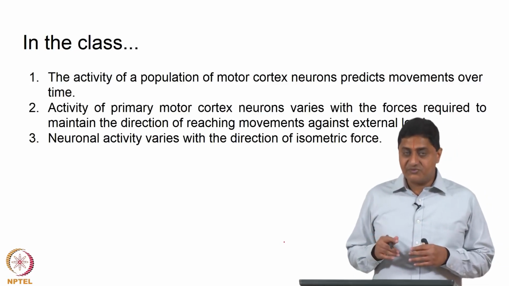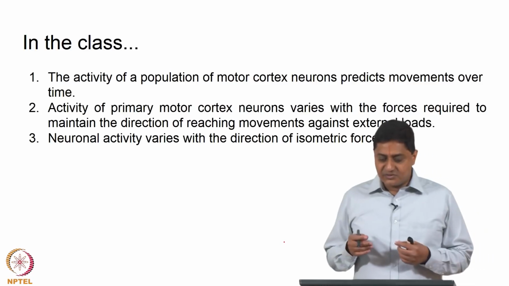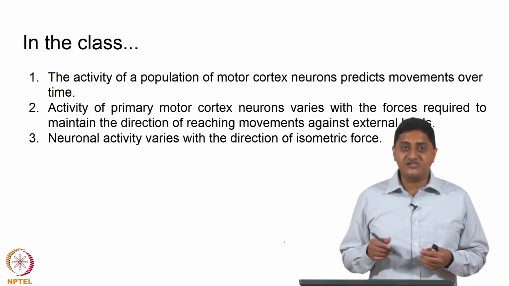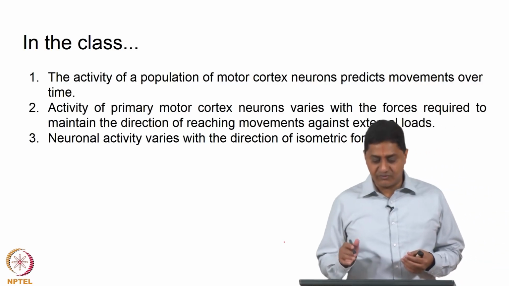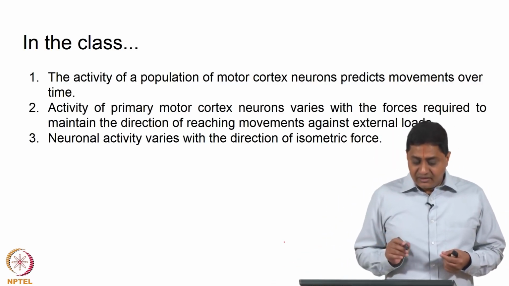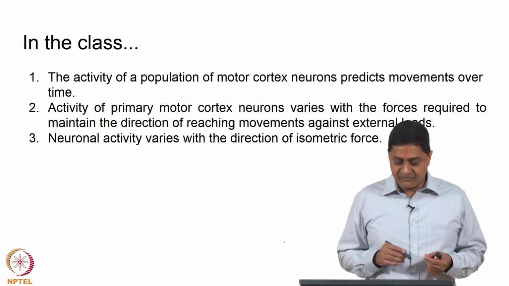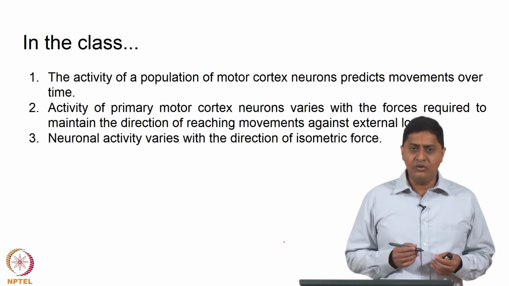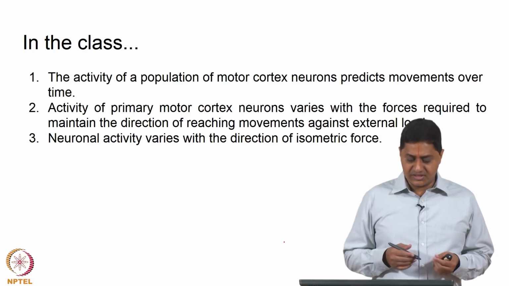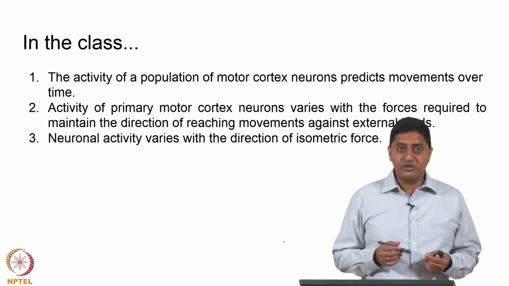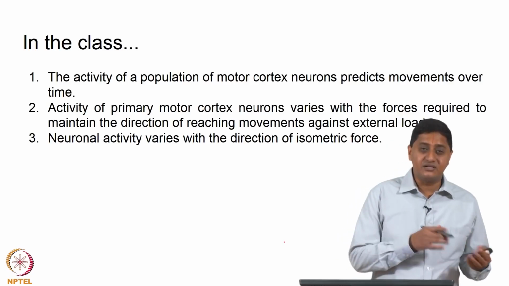In today's class we will discuss something else. We will discuss the instantaneous trajectories being predicted by populations of neurons. In the second topic, we will be discussing how the activity of M1 neurons varies depending on the forces required to maintain the direction against external loads.